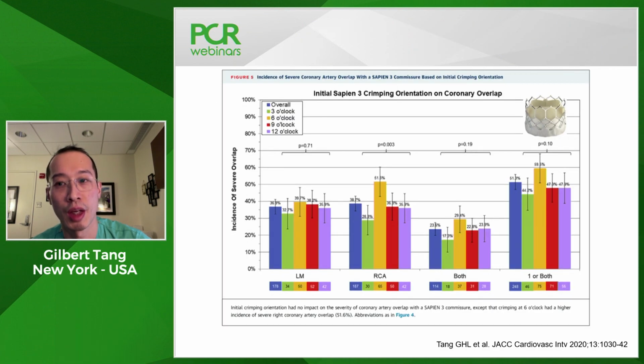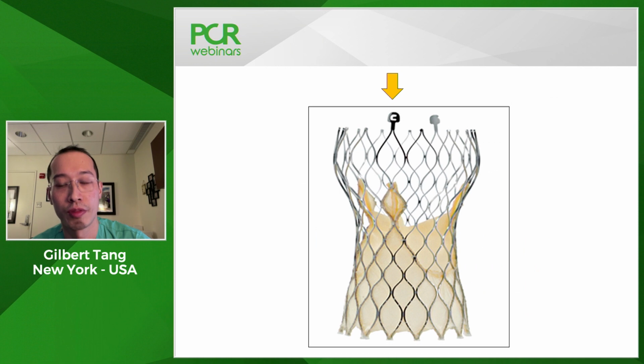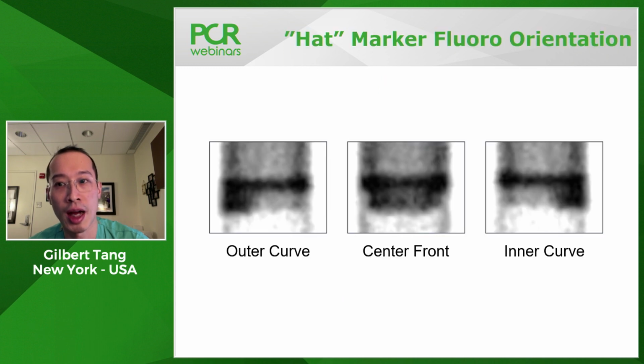And in terms of the SAPIEN 3, we found that despite trying a different clock orientation, there's really no consistent manner in which we can align the commissures with the SAPIEN 3 system. With the Evolut system, what we have done is look at the CTAP being represented on the commissures, as Dan has mentioned.